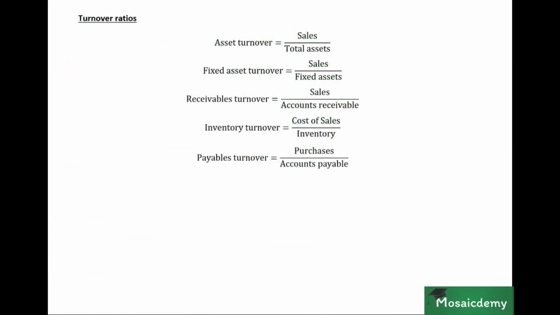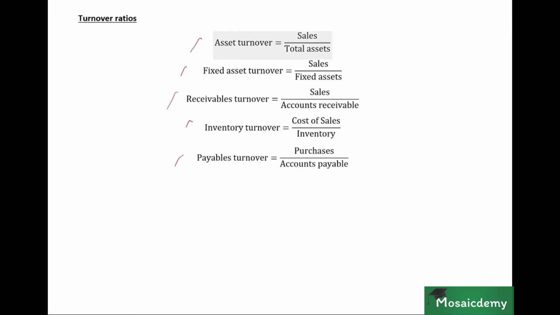Okay, so I want to give you guys some useful insight when it comes to the calculation of turnover ratios, right? So we have these different variations of turnover ratios: asset turnover, fixed asset turnover, receivables turnover, inventory turnover, payables turnover. Now I want you guys to notice some patterns here, okay?